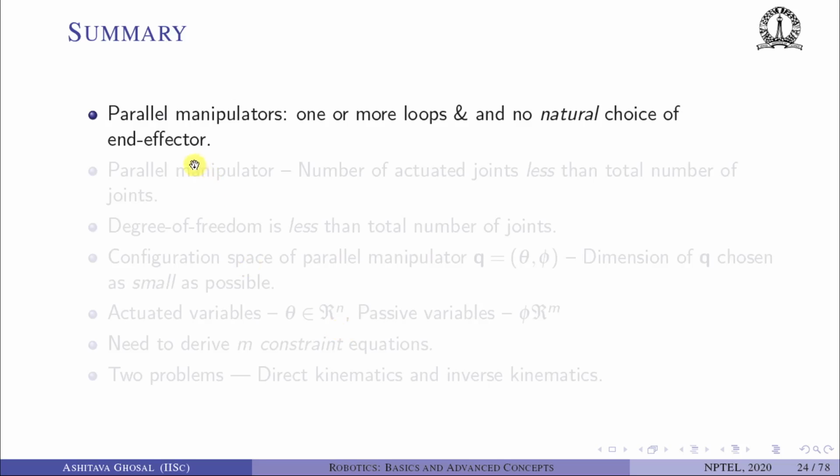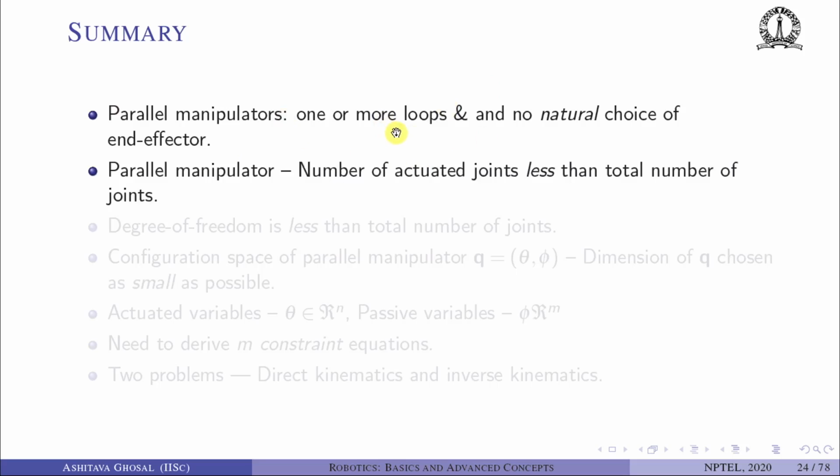So in summary, parallel manipulators have one or more loops and no natural choice of end effector. You have to say this is my end effector, and you have to say which are the loops, as there is more than one loop. In parallel manipulators, the number of actuated joints is less than the total number of joints. Hence, there are some joints which are actuated and some joints which are passive. The degree of freedom is less than the total number of joints. This is also very important.